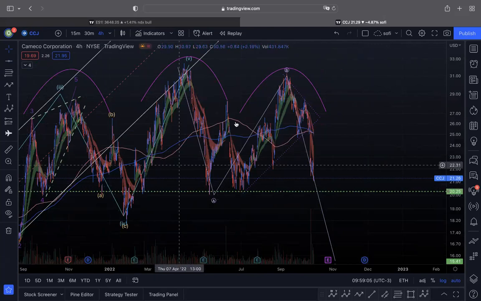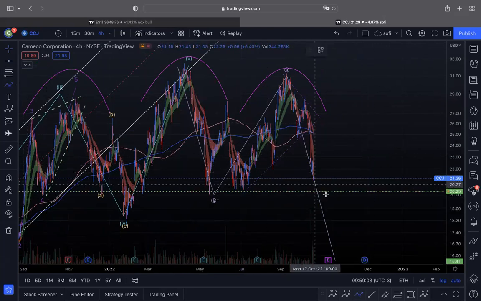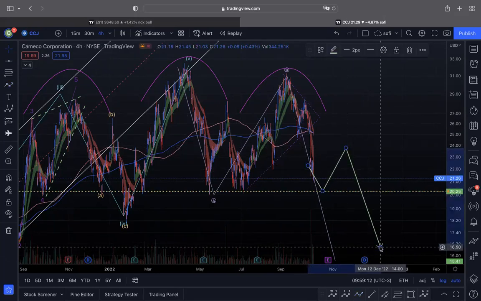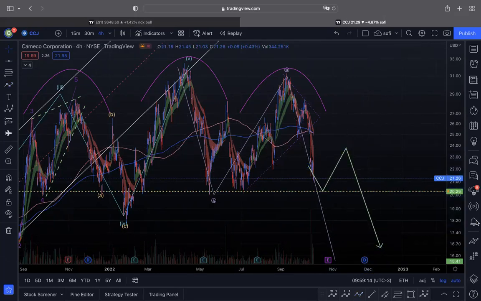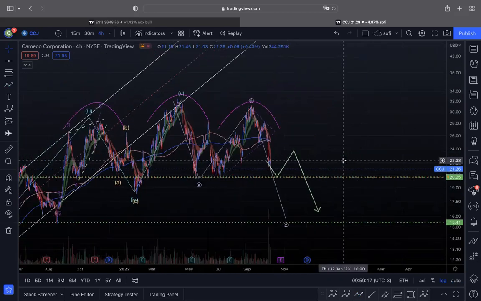You can see it has a very clear head and shoulders pattern forming. And again, if we are bullish, we could easily see CCJ bounce off of this before it breaks down, which means it could break next week or the week after that. But this would make a very good trade.